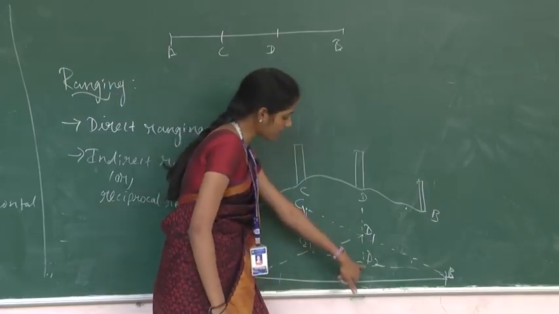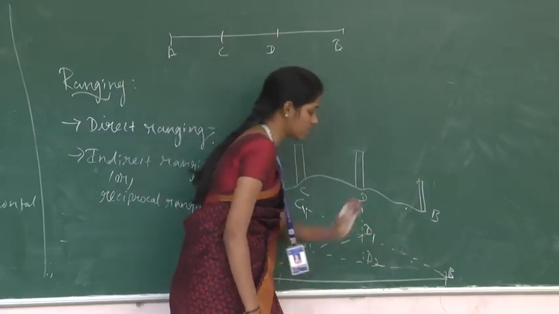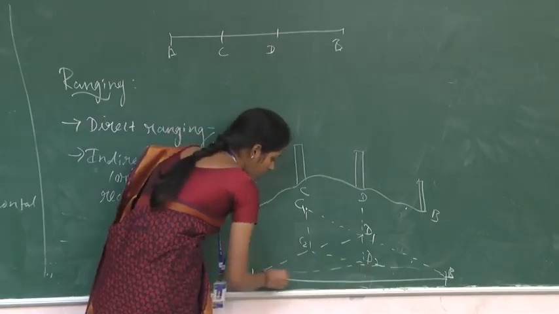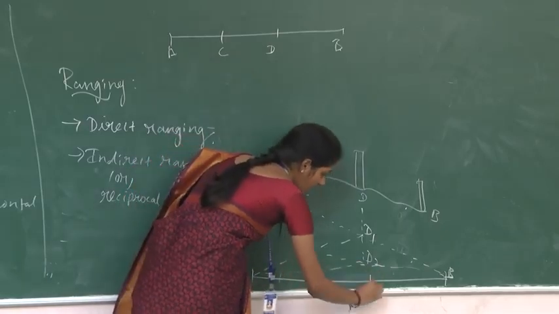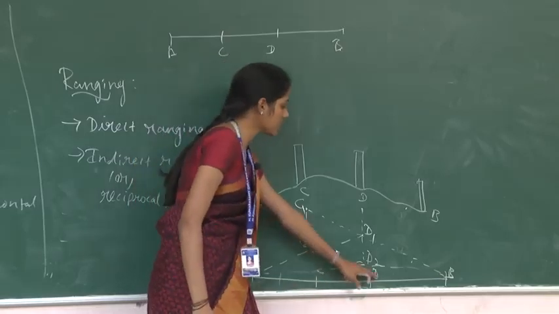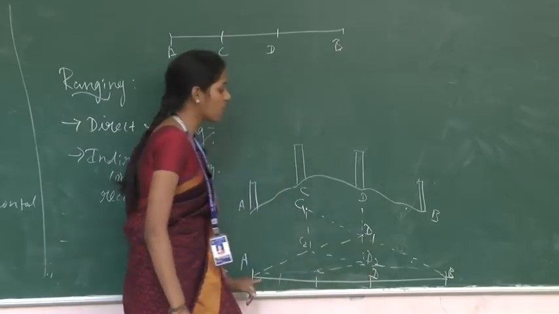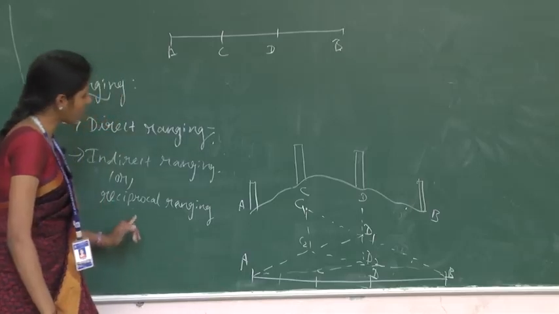and from D2 B is visible. It is continued until it reaches the points C and D, when C and D are in line A and B. This method of ranging is said to be reciprocal ranging.